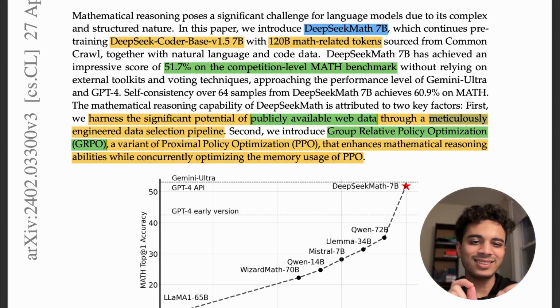Well, this enhances the mathematical reasoning abilities while concurrently optimizing memory usage of PPO. So the only issue is that even if they started with PPO, PPO was consuming a lot of memory because there were two different models which needed to be trained simultaneously in order to improve one of them. Well, we'll get into those details, how they are reducing the memory usage of GRPO as compared to PPO.